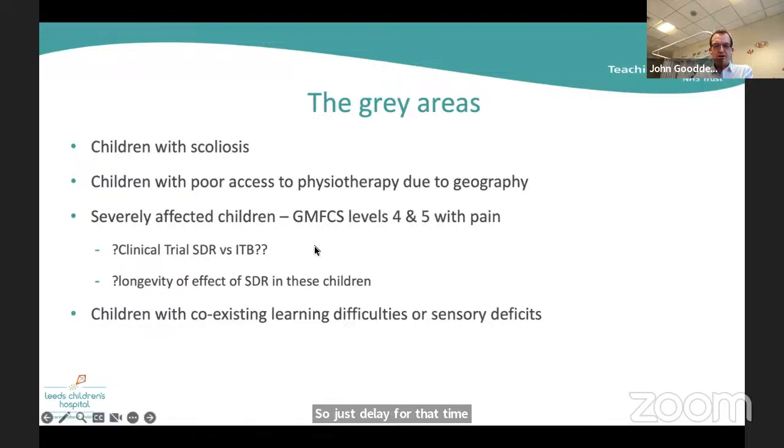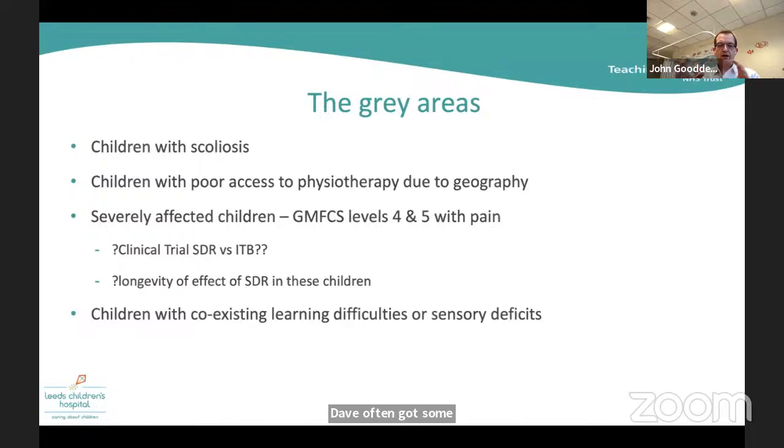Grey areas, in particular, just draw your attention to the 4s and 5s. So children functioning at GMFCS level 4 and 5 are a harder group to work out. They often do have a lot more weakness. They've often got some upper limb involvement as well. They've often got some dystonia present as well.